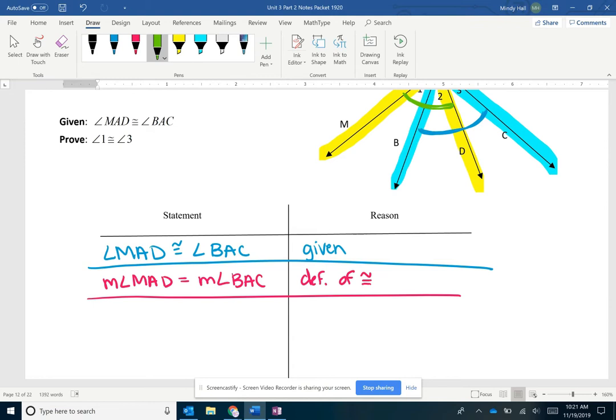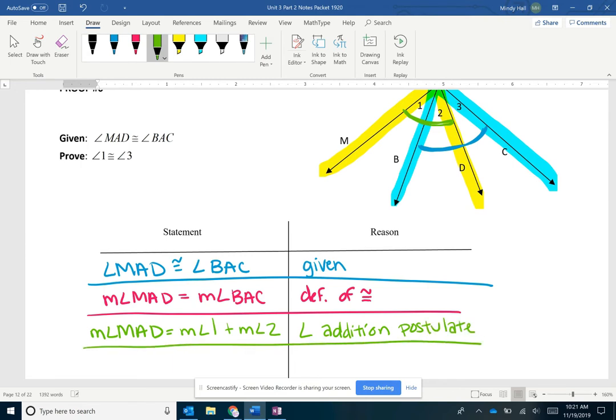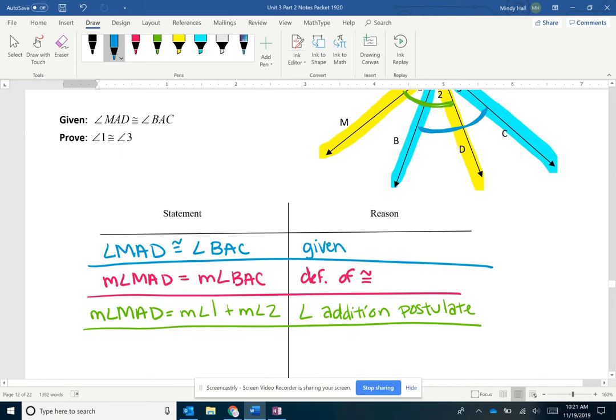So I'm going to make a statement about the measure of angle MAD. The measure of angle MAD, like I said earlier, is 1 and 2 added together. So we would have the measure of angle 1 plus the measure of angle 2. And that would be called the angle addition postulate because you're saying my big angle MAD is equal to my baby angles added together. Okay? So if I can say that about MAD, then I can do that as well with BAC. BAC is angles 2 and 3. So the measure of angle BAC equals the measure of angle 2 plus the measure of angle 3. And again, angle addition postulate.